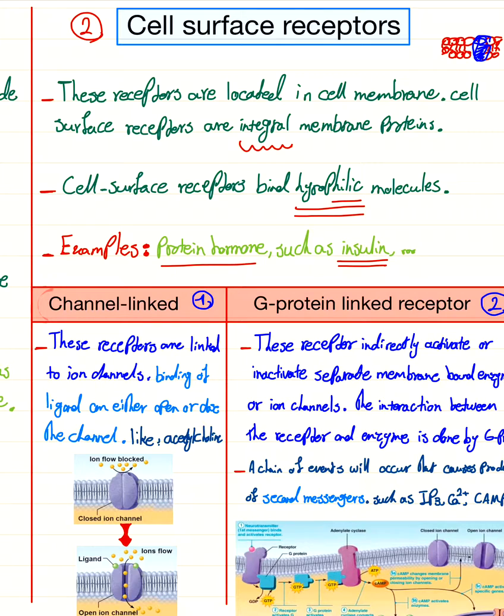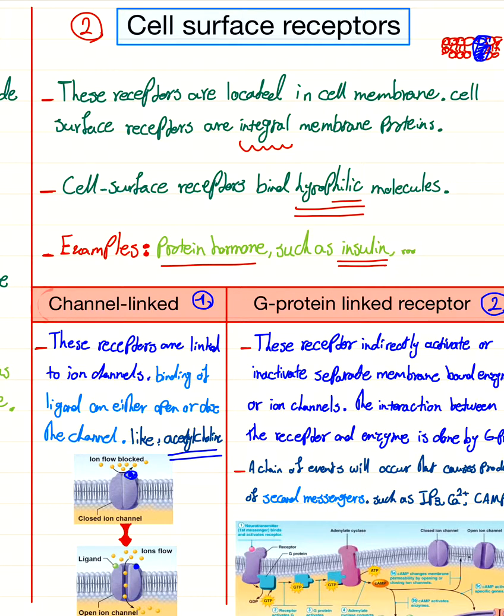Channel linked receptors are those receptors which are linked to the ion channel, you can see it here. These are linked to an ion channel, and as the ligand binds to these receptors, the channel either gets opened or closed. One example for this type of receptor is acetylcholine. So acetylcholine can bind to these receptors and open the channel. It's for muscle excitation and muscle contraction. So channel linked receptors are those receptors which are linked to the ion channel, and as the ligand binds to them, it will get open.